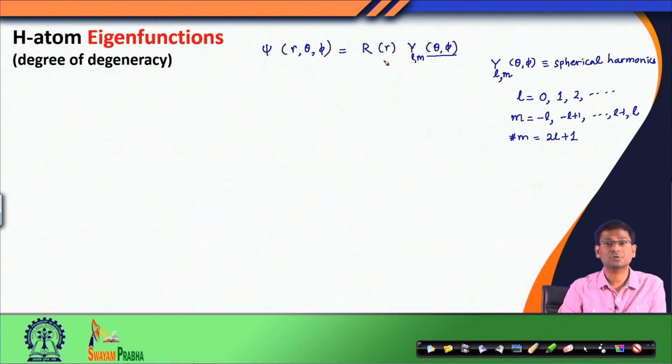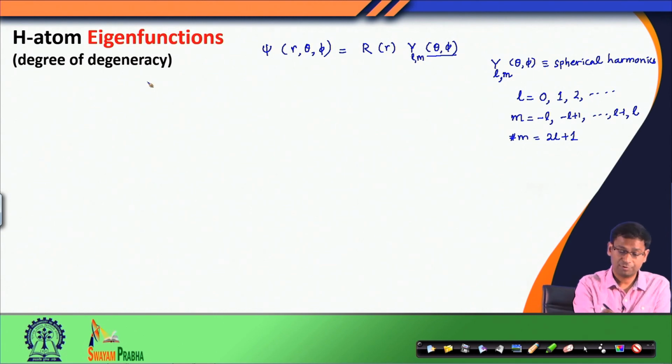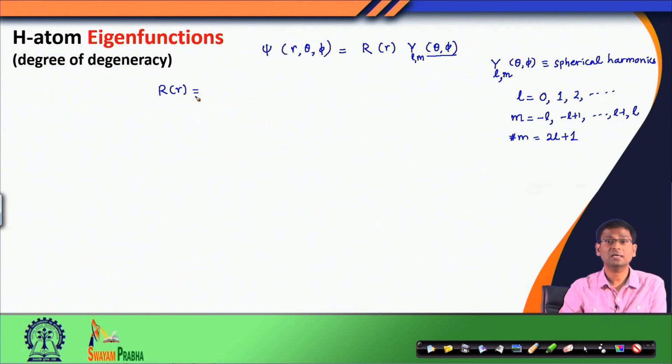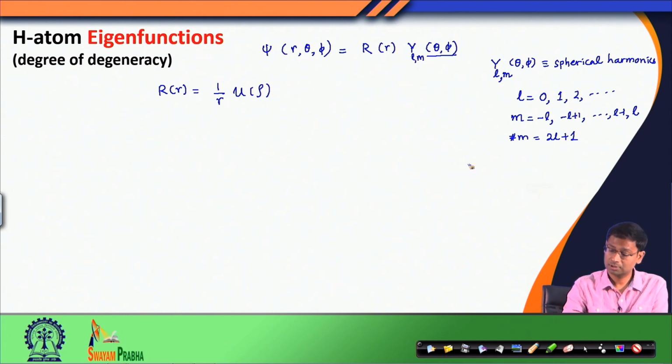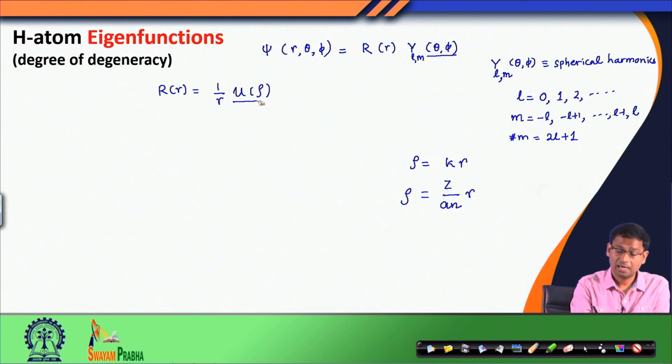Now, the radial part of the solution is something that we derived for the first time in the hydrogen atom problem. If you remember, we defined our radial function R as a function of r as 1 over r times u of rho, where rho was given by k r, and from our previous discussion we saw that k is Z over a n. So, rho is Z over a n times r, and I have this function u which is defined in rho.